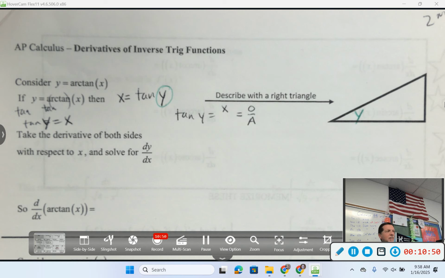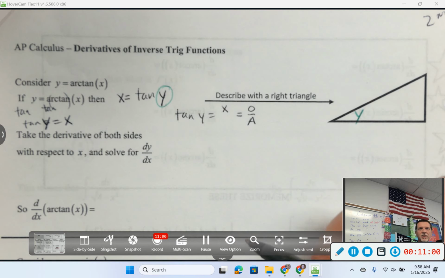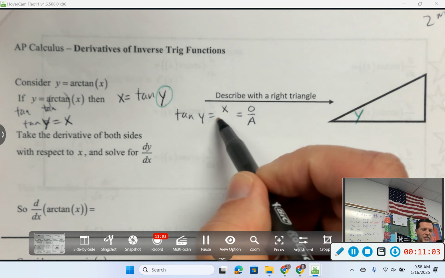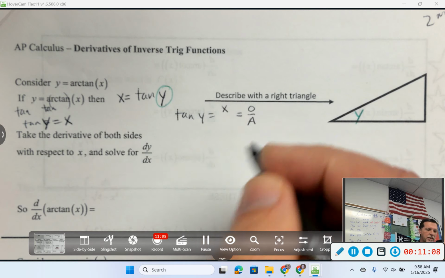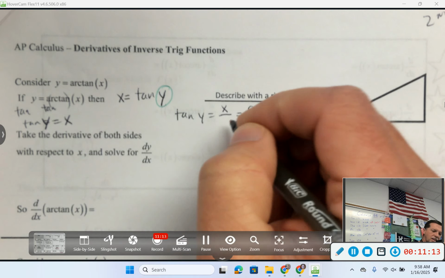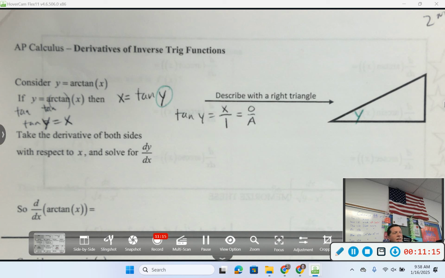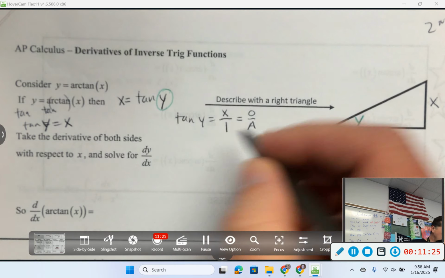Let's just go back to old school SOHCAHTOA. So opposite over adjacent. How do I make just x match up to opposite over adjacent? You remember doing this? You've done stuff like this a while back. What could I put under x to make it work? Let's just put it over 1. X over 1, that's the same thing as x. And then we can match up that x is the opposite side and 1 is the adjacent side.